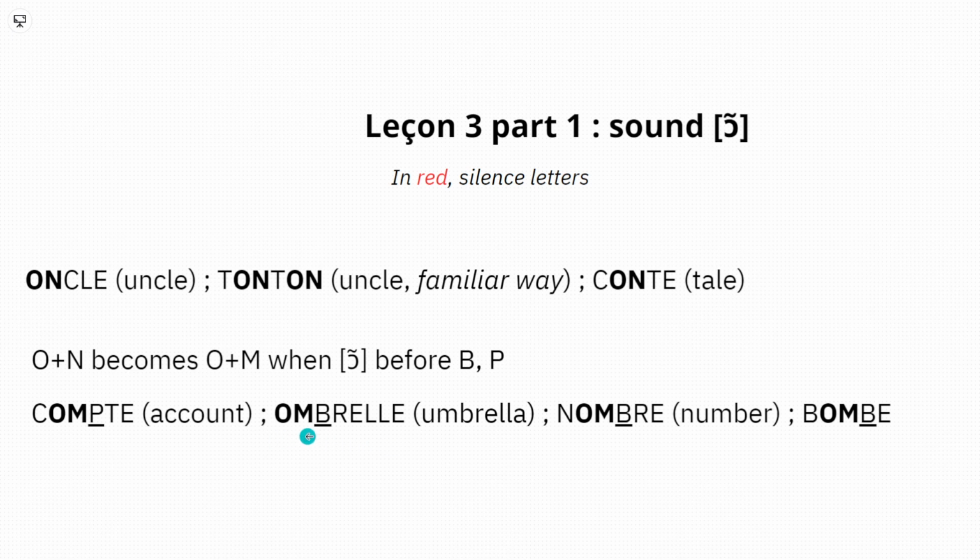Ombrelle, there's a B, so before B is the group of letters O+M, ombrelle, nombre, or the last word, as an example, is bombe, une bombe, a bomb in English, a shell, okay, bombe. Okay, so that's it today for our 3 different sounds, en, un, and on.